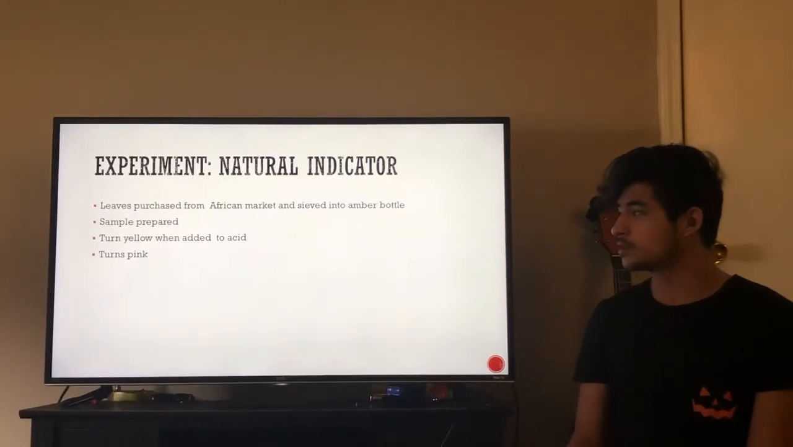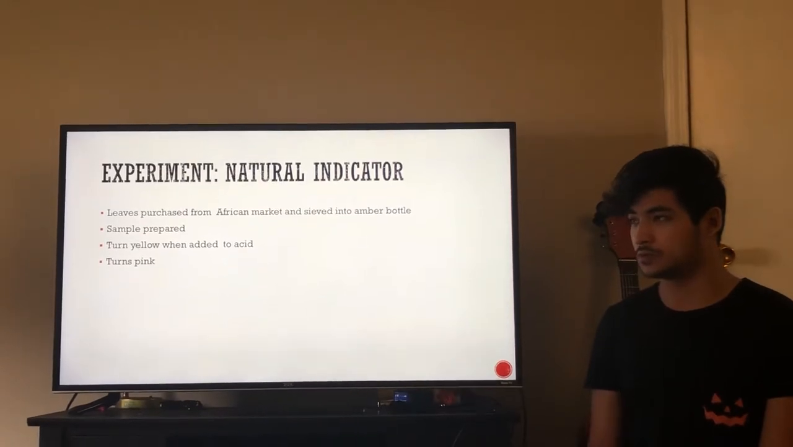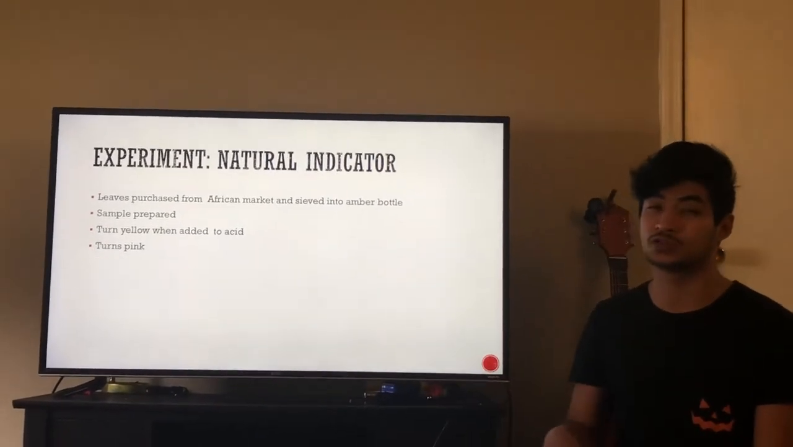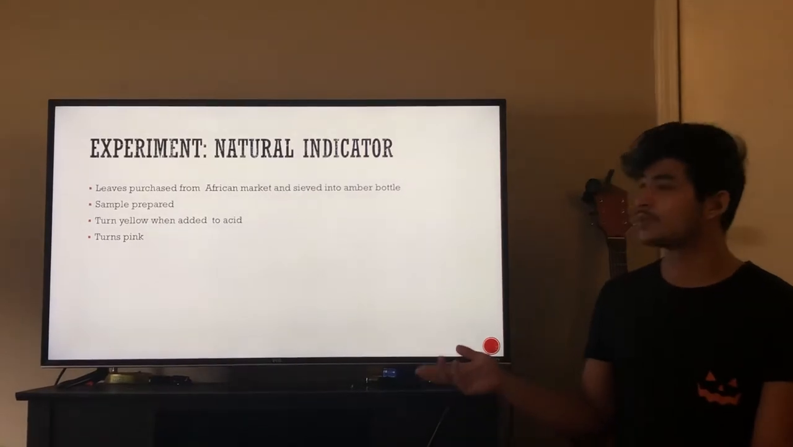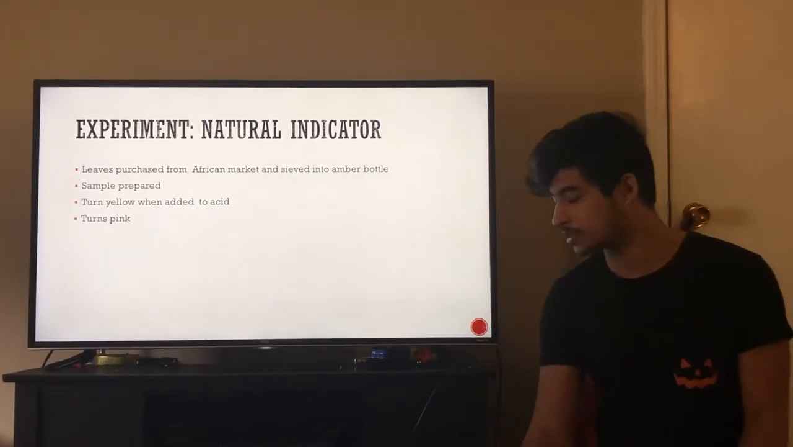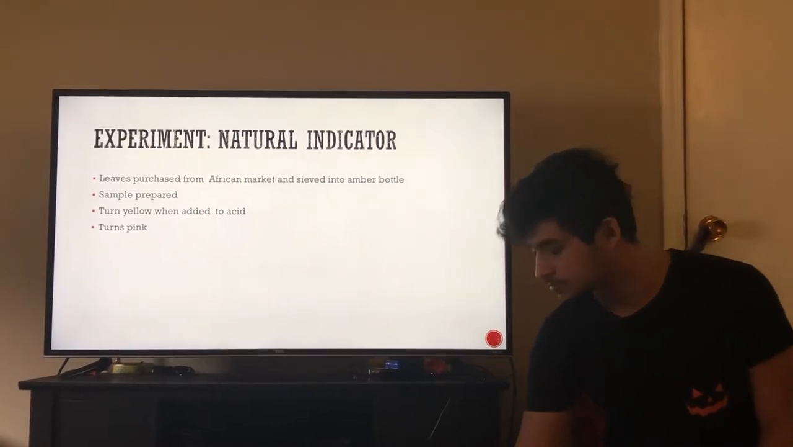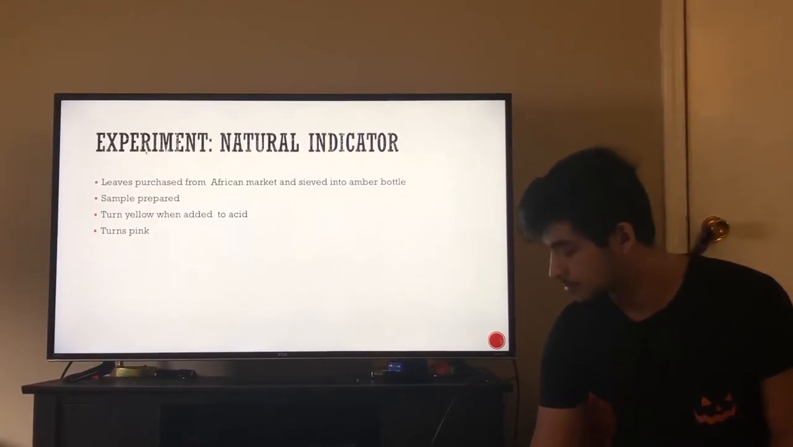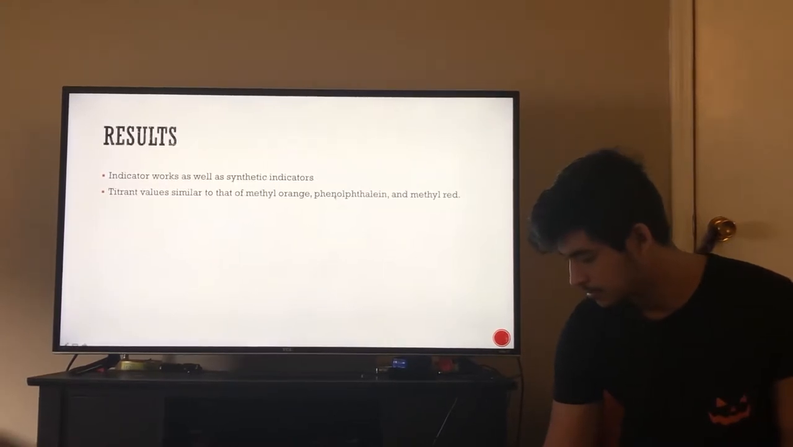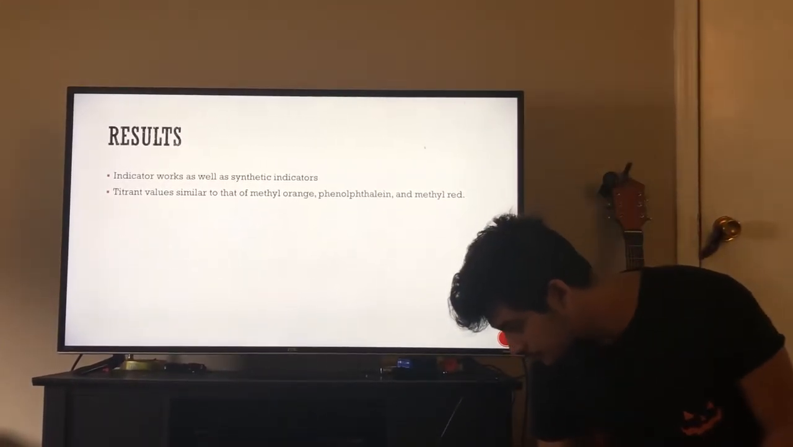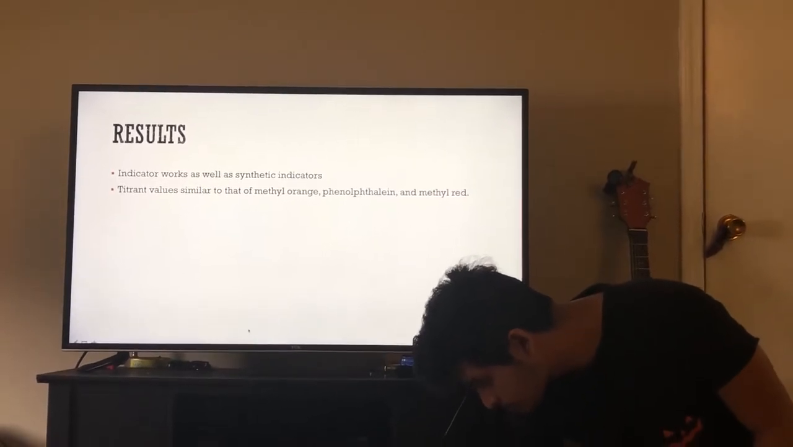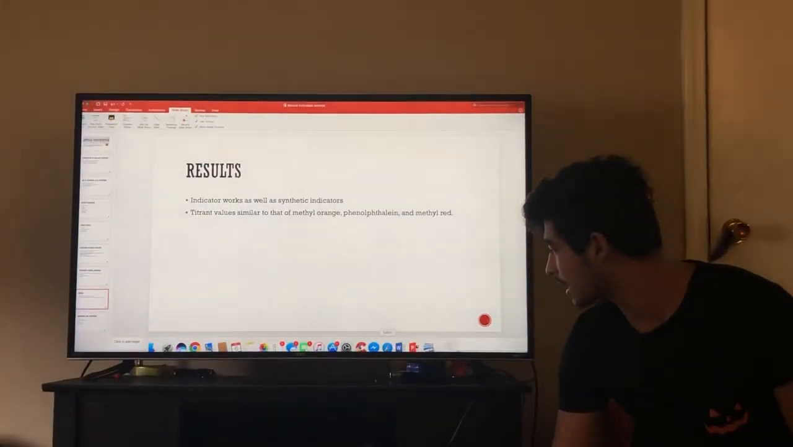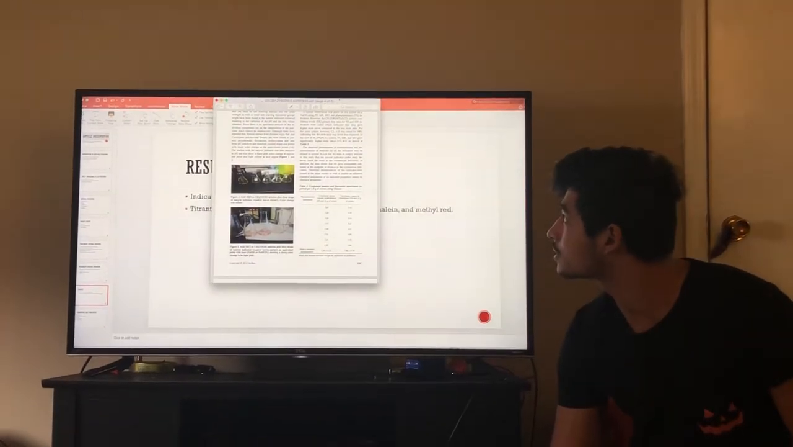And one characteristic to be noted, which was important to know, is that when you put this particular extract from the wakki leaves into the acid, it turns yellow, and then when reaching the equivalence point, it turns pink. So here's a picture, to show you an example of what the color actually looks like, right here.